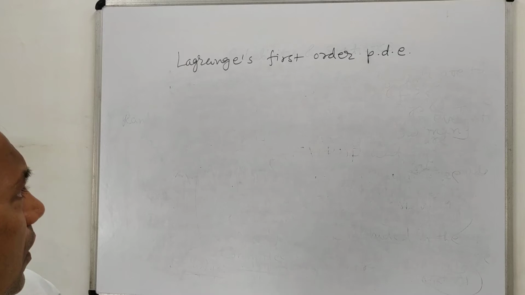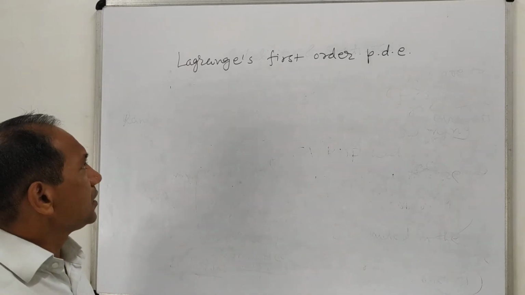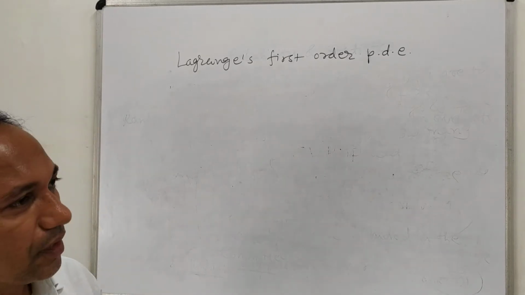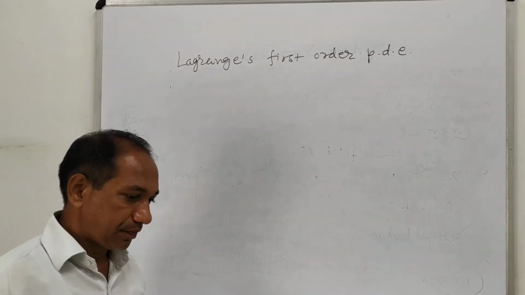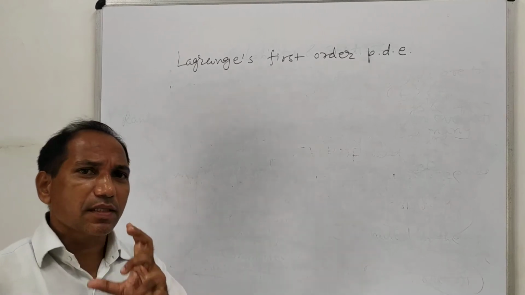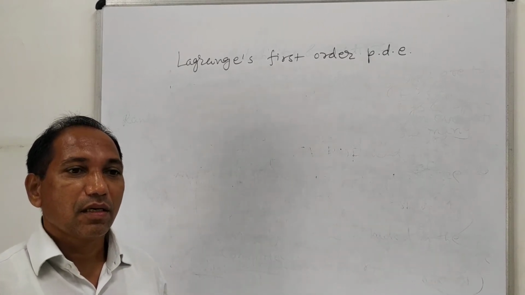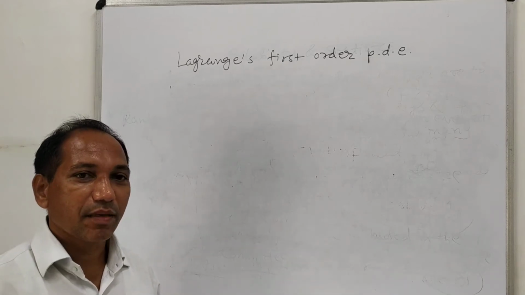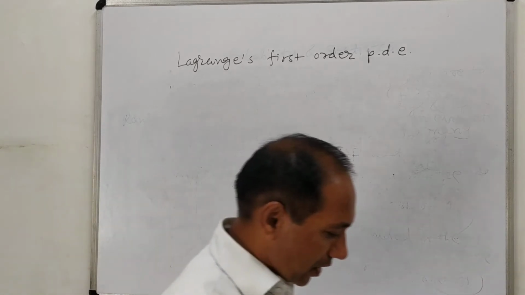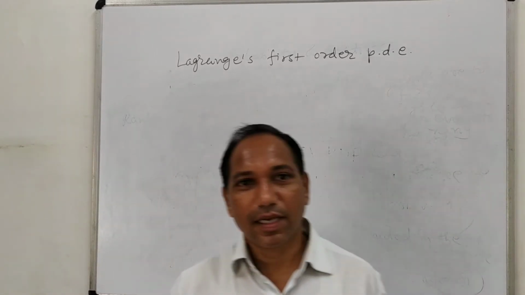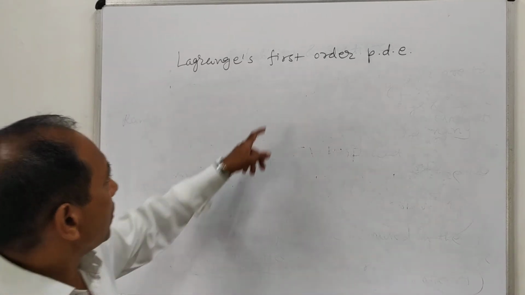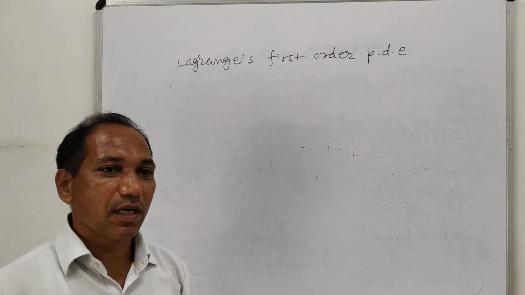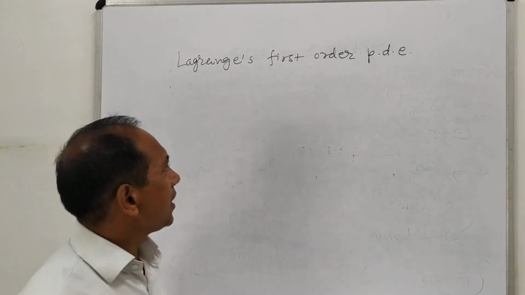So here, now we come to the point. Lagrange's first order partial differential equation, when we want to solve this kind of differential equation. Solution is nothing but the process of removal of derivatives. And as we know, a partial differential equation contains partial derivatives like del z by del x and del z by del y. Here also, first order means the equation will contain only first order derivatives. That means del z by del x, del z by del y.